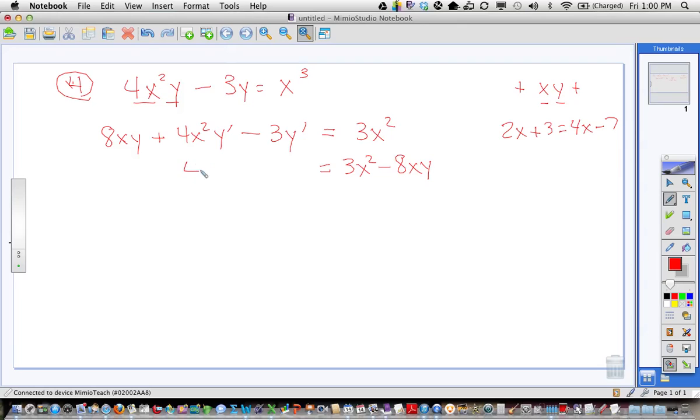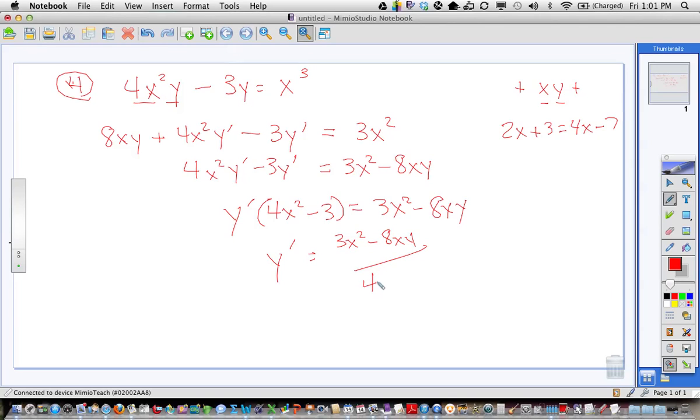And I get this. And now do what? Take out a y prime. That gives me 4x squared minus 3. And then what? Divide by this, and I get 3x squared minus 8xy all over 4x squared minus 3. That is what you need to be able to do for the gateway test, right there.